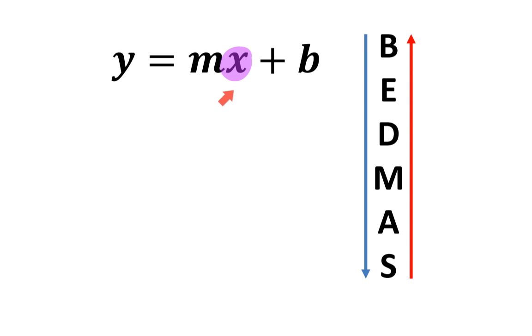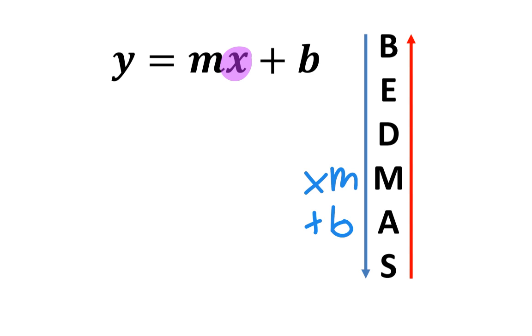If you're x, what is that m doing to you? Well, that m is multiplying you. So I'm going to write that on the side. Multiply by m. Afterwards, now think about what that b is doing. Well, that b is being added to you. I'm going to write plus b right over here.